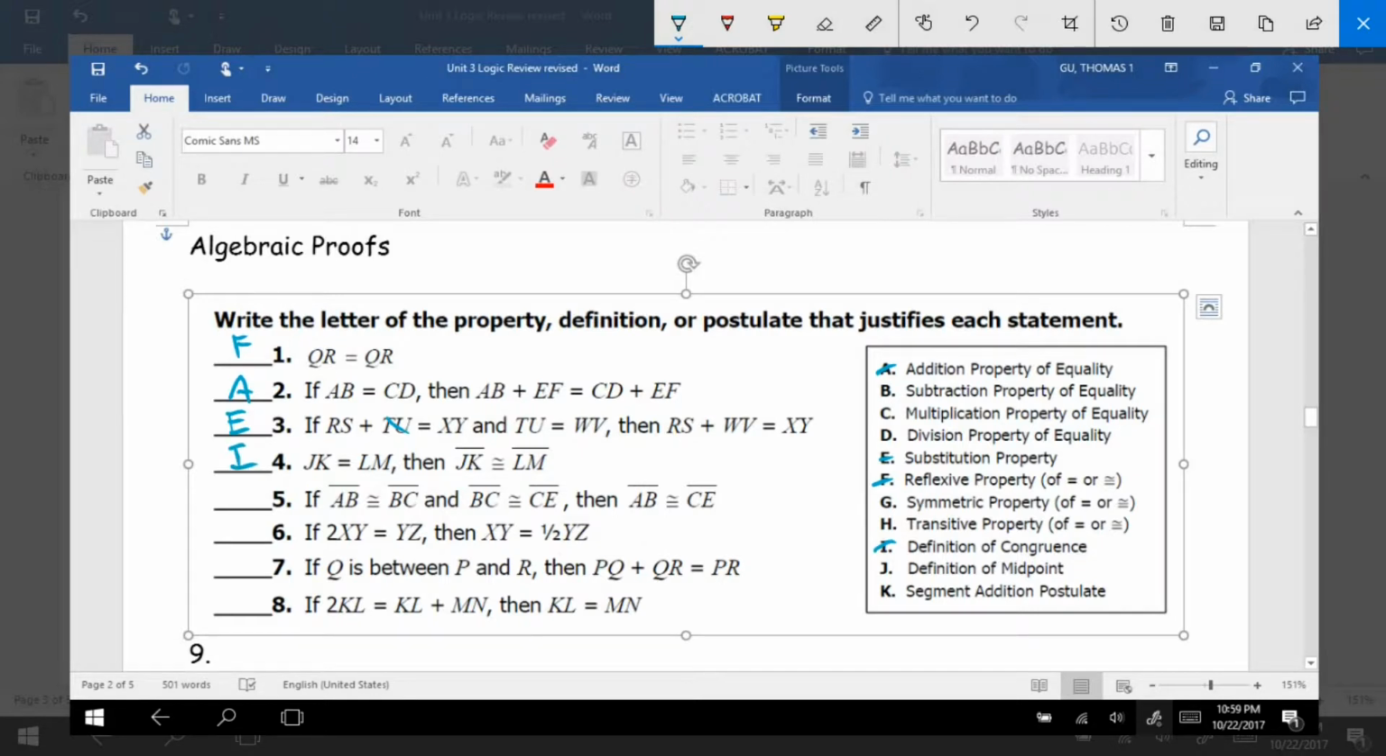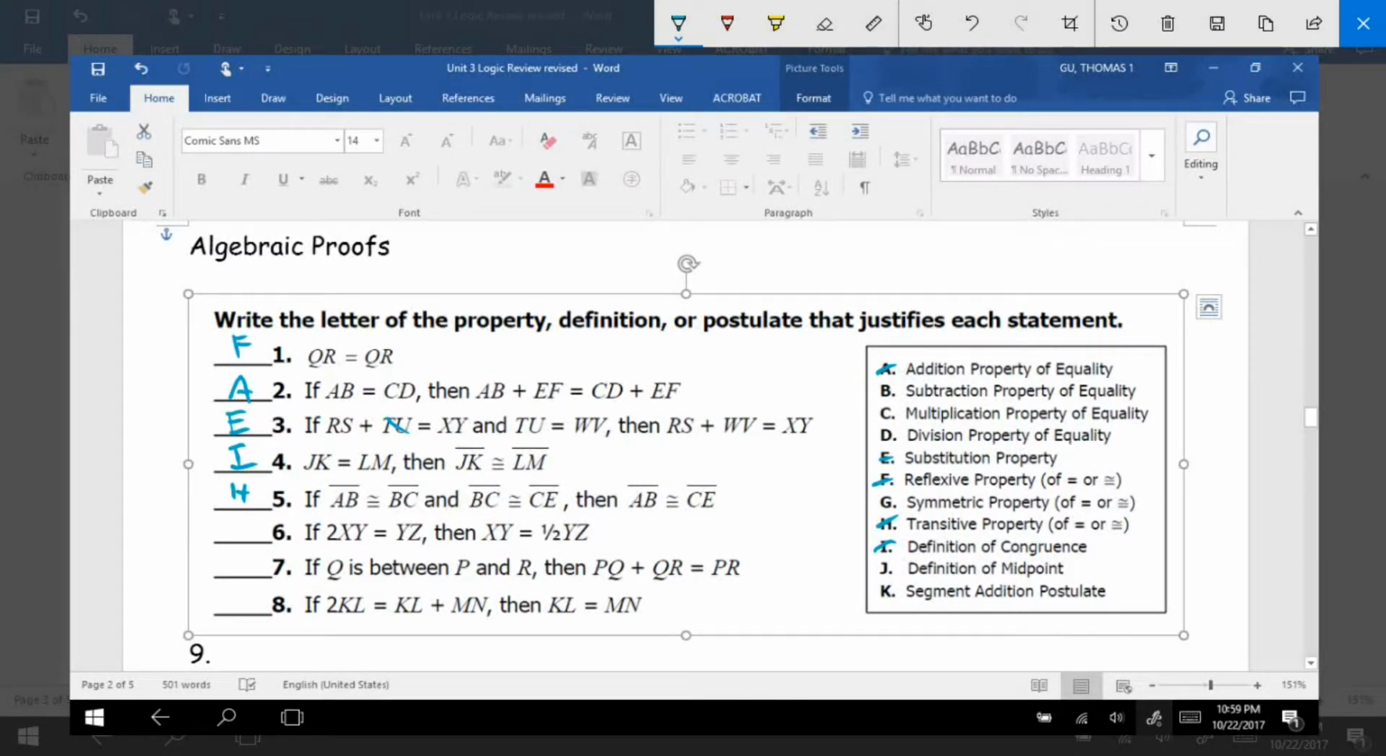Number 5. If segment AB is congruent to segment BC, and segment BC is congruent to segment CE, then segment AB is congruent to segment CE, and that's going to be the transitive property. If the cat is really a dog and the dog is really a giraffe, then the cat's really a giraffe.